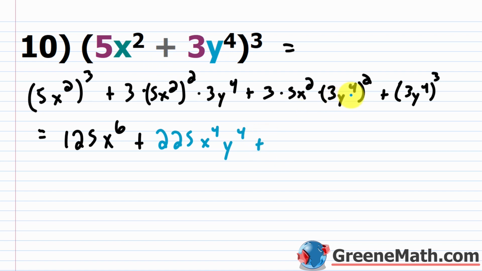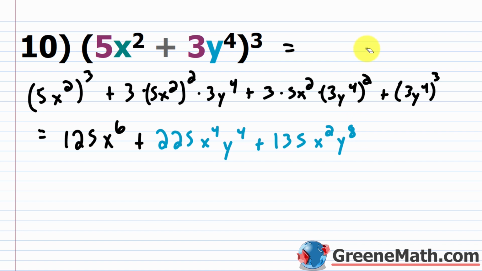Over here, I'm going to do this 3y to the 4th power being squared first. So we know 3 squared is 9. Y to the 4th power being squared would be y to the 8th power. Again, y stays the same. Multiply exponents. 4 times 2 is 8. So what I'd have here is 3 times 5 times 9. Well, let me go ahead and do 3 times 5 first. That's 15. And then 15 times 9 is 135. So then you would have your x squared and then y to the 8th power.